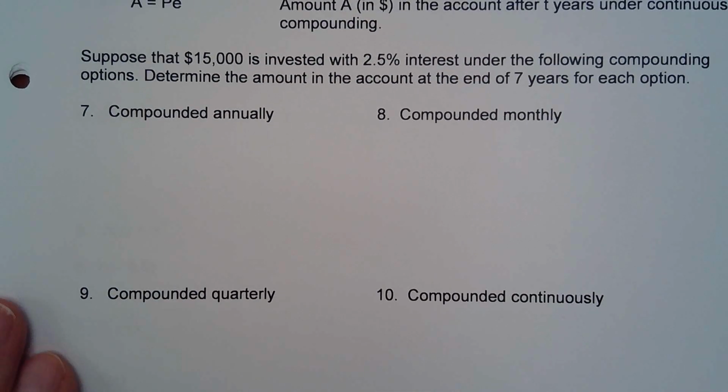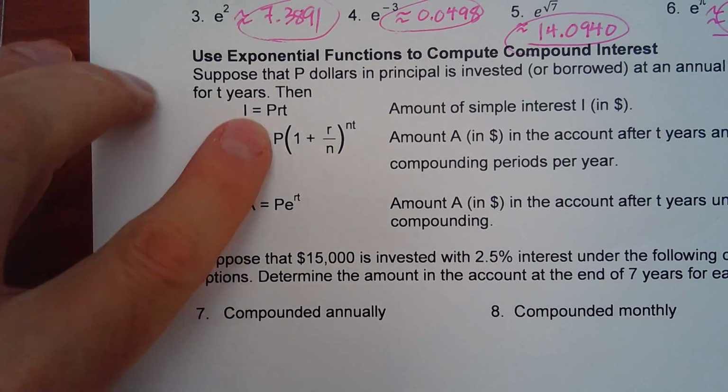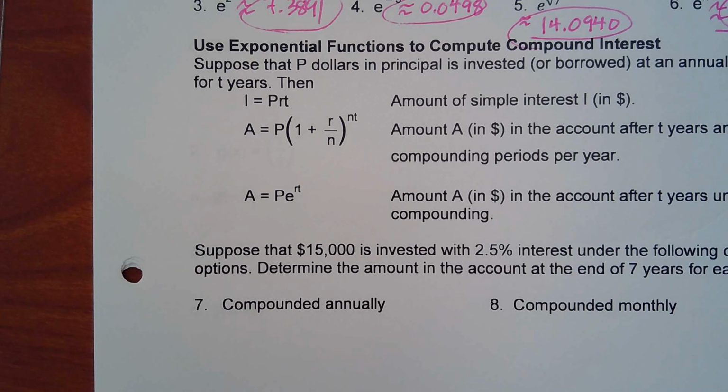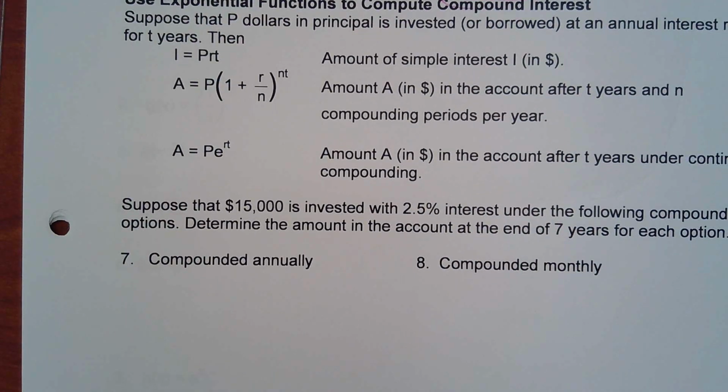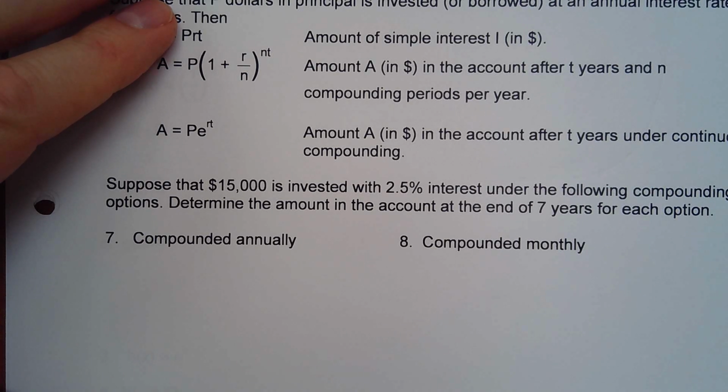So let's go back into the workbook. And here, just a quick reminder of some of our formulas. So we want to suppose that 15,000 is invested at 2.5% interest under the following compounding options. Determine the amount in the account at the end of 7 years for each option.